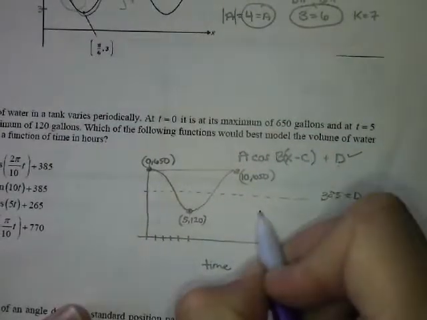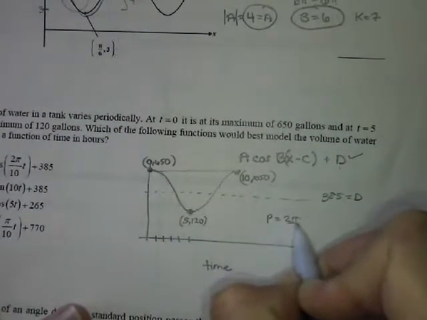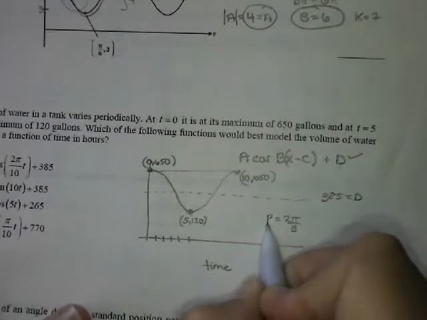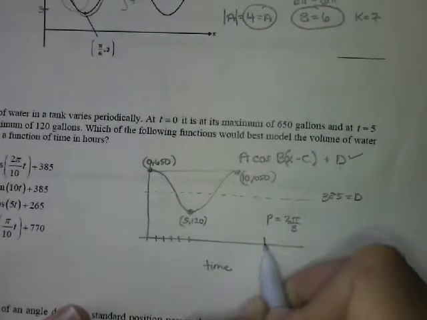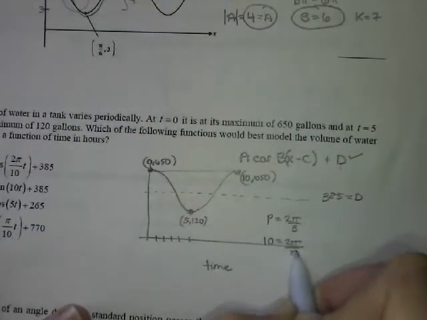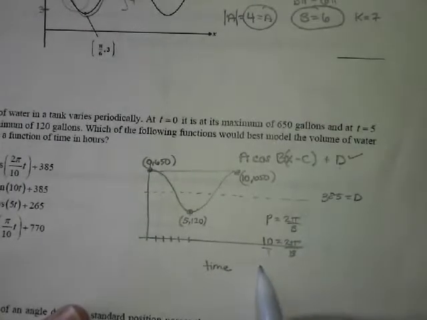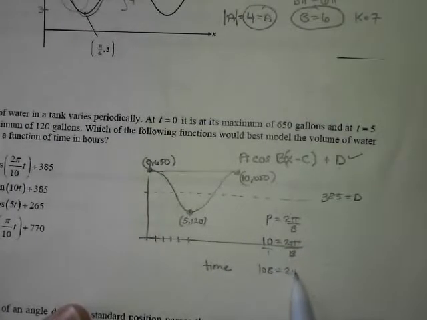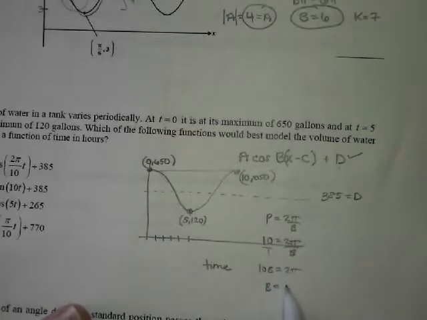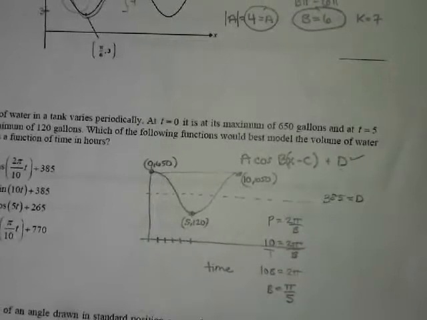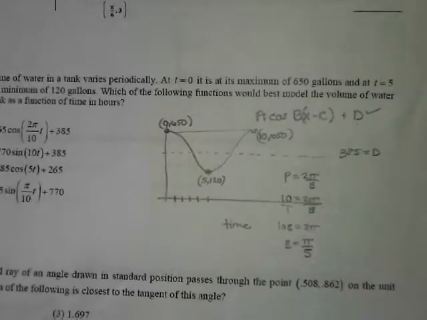So we would go to the period equals 2 pi over b formula again. Our period, or our length of one cycle, is 10. And we would again cross multiply. So we get 10b equals 2 pi, divide by 10, and b equals pi over 5. Or 2 pi over 10, which is pi over 5. Okay, so we've got b.